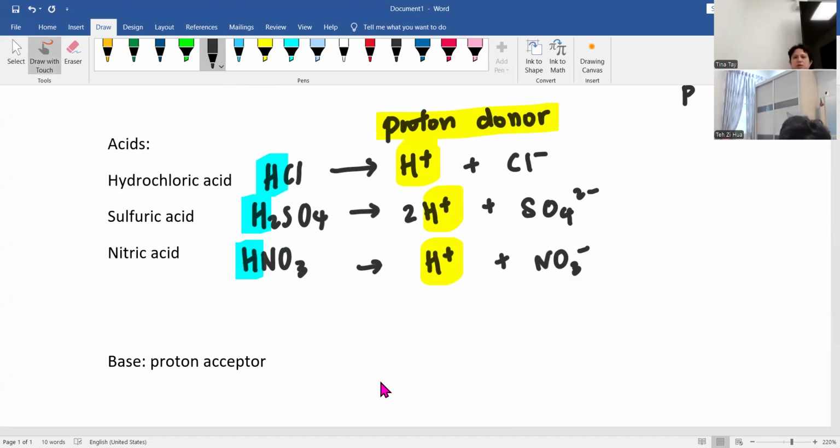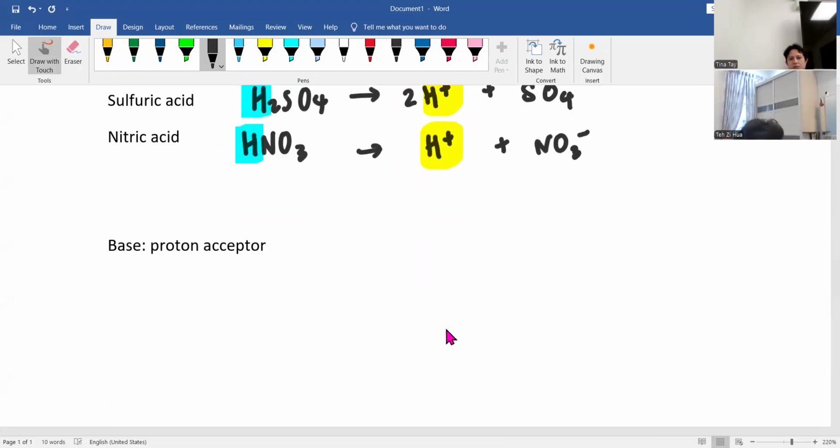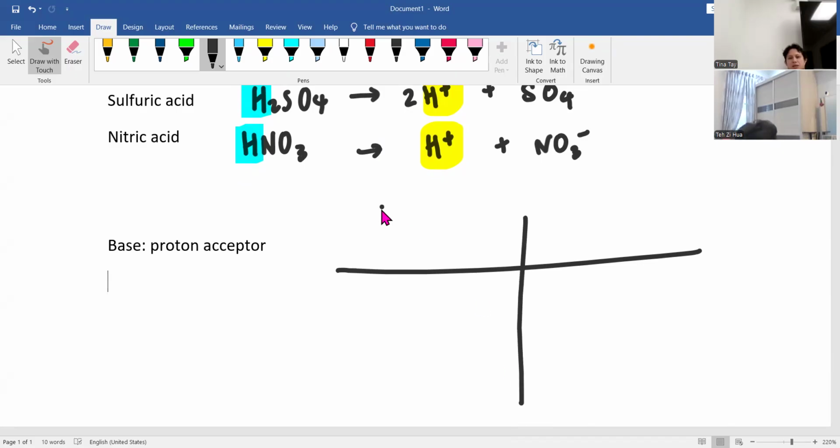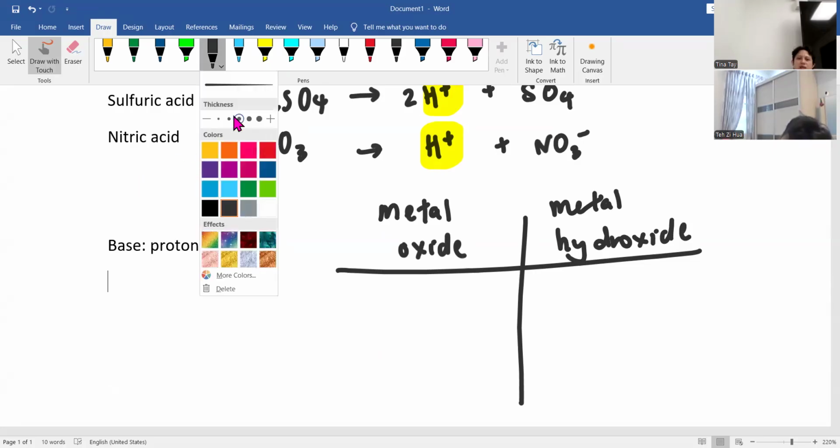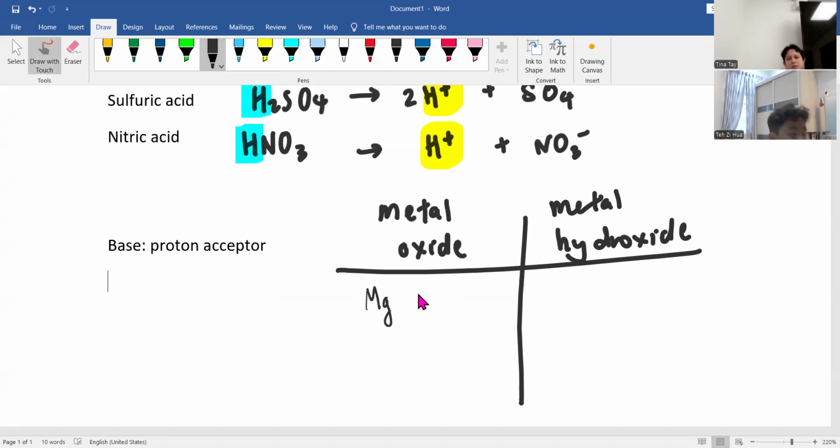How do you know what's a base? Here's the problem. For acid, you will have the name acid, but for base, you have no name base. So basically, in general terms, all metal oxides and all metal hydroxides can act as a base. So for example, magnesium is a metal, magnesium oxide is a base.